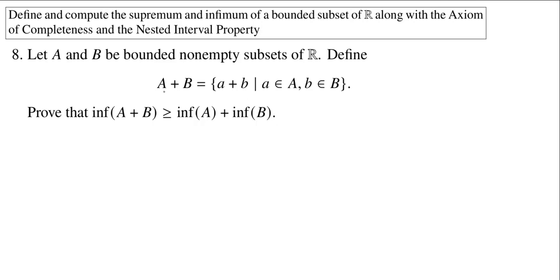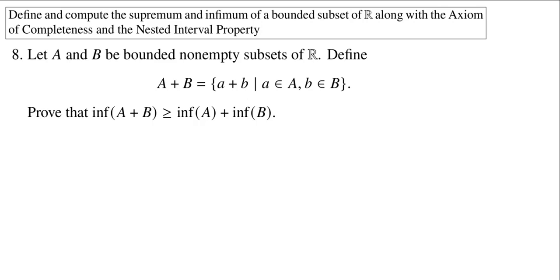Let's see, and then A and B, we're going to add them together. And when we add them together, we get all possible sums, right? Something from A, something from B. And we want to prove that the infimum of this sum set is at least as big as the sum of the infima of the original two sets. And actually, this isn't just greater than or equal to. It turns out this is equality. Maybe I'll prove that. But let's get to the proof of what was on the exam first.